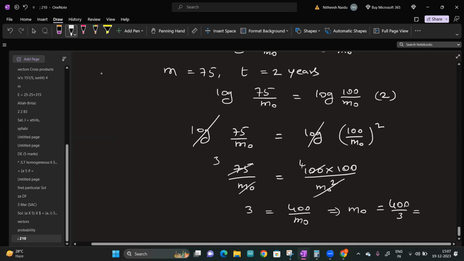Yes, tell me, can you follow this? How did the 2 become a square? n log x means log x power n. It's a multiple, so you can write it as a whole square. Log, you can cancel log on both sides. Square means 100 into 100, m naught square, and one m naught cancels after log vanished, right?